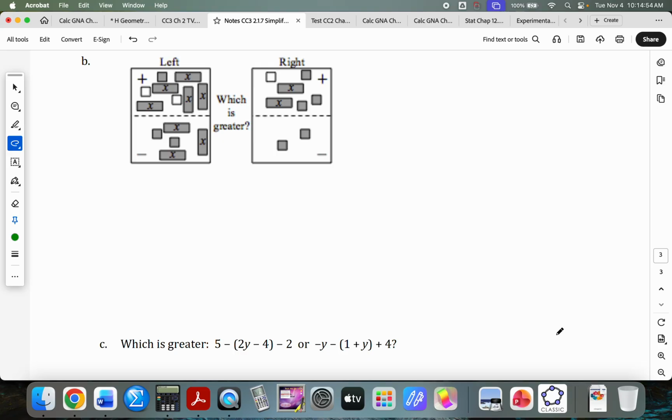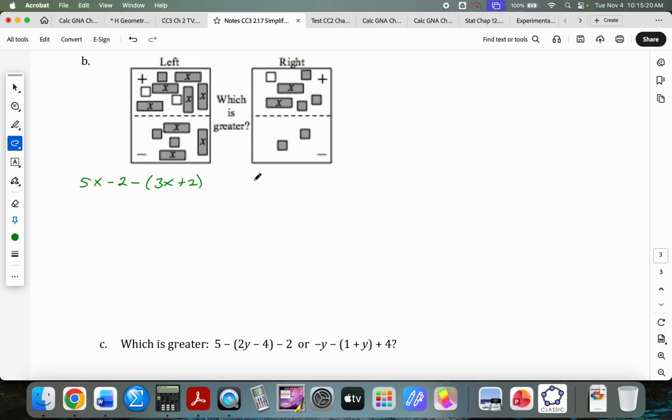All right, let's see what we can do with this one. In the positive region, I have 1, 2, 3, 4, 5 x's and 2 negative unit tiles, minus 3 x's plus 2 unit tiles in the negative region.